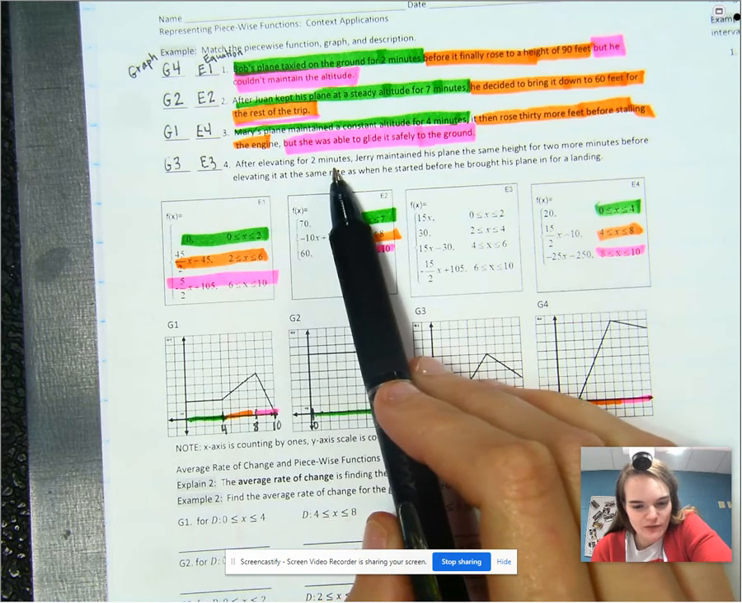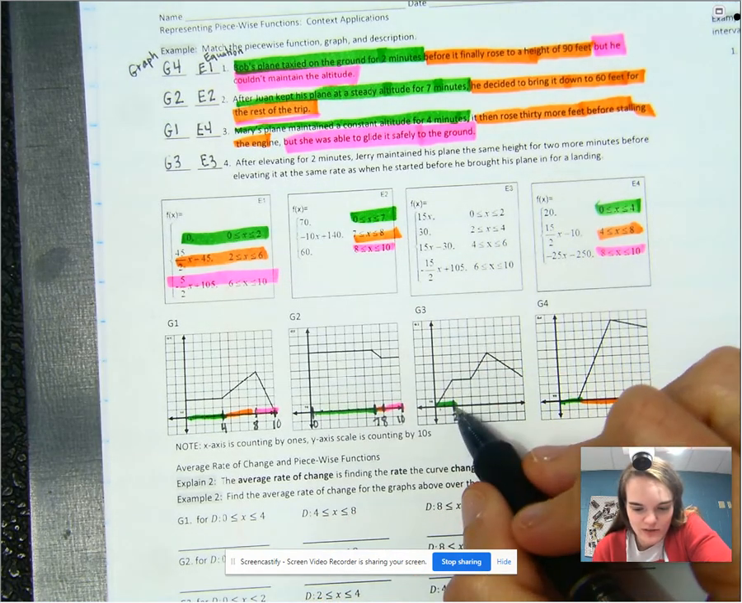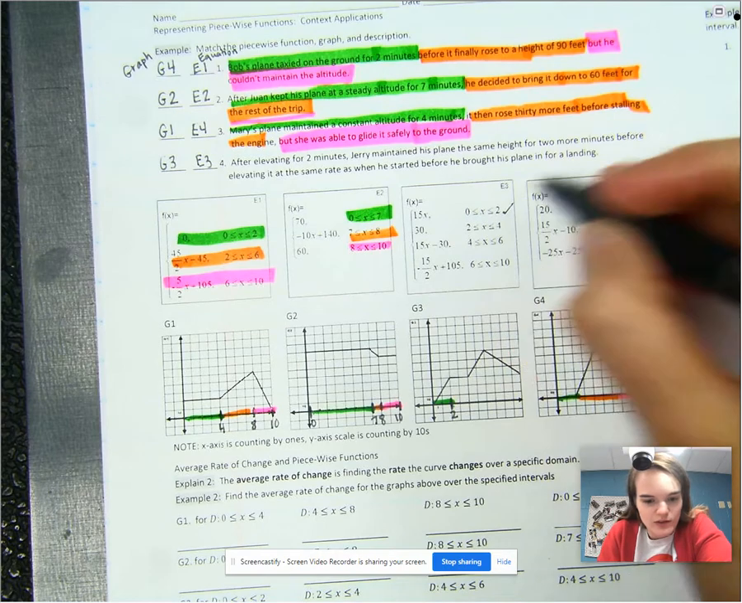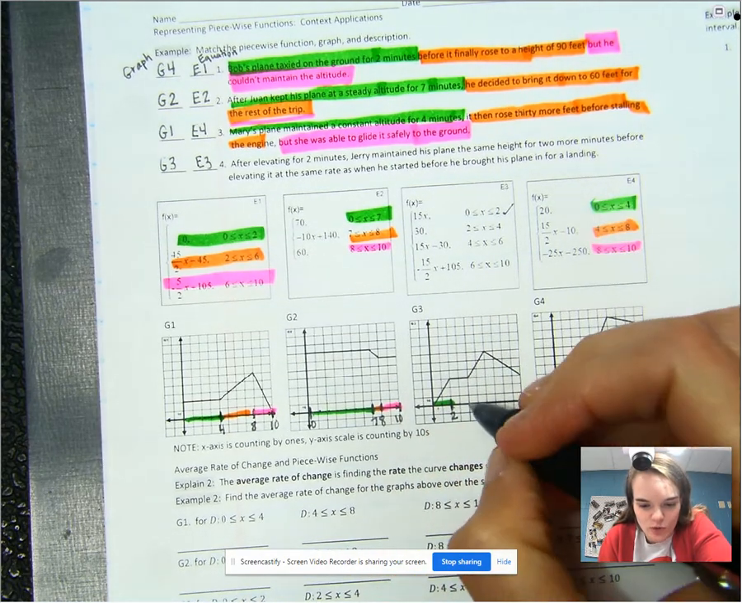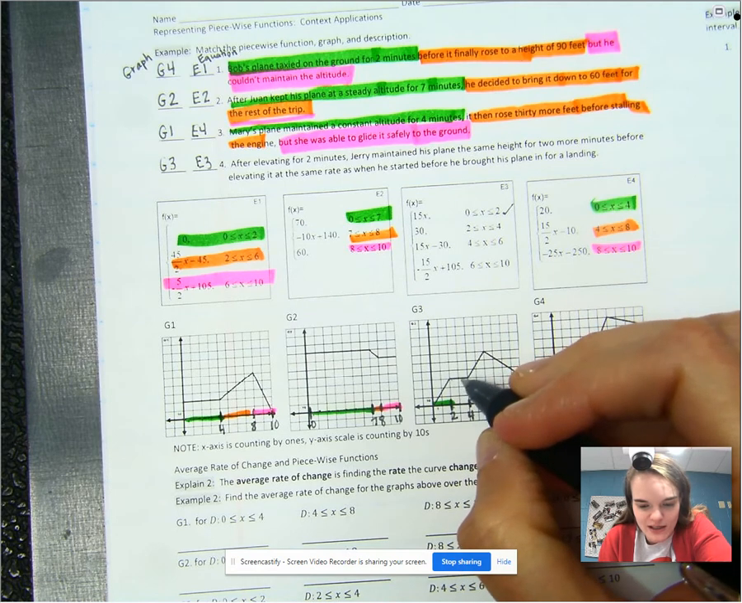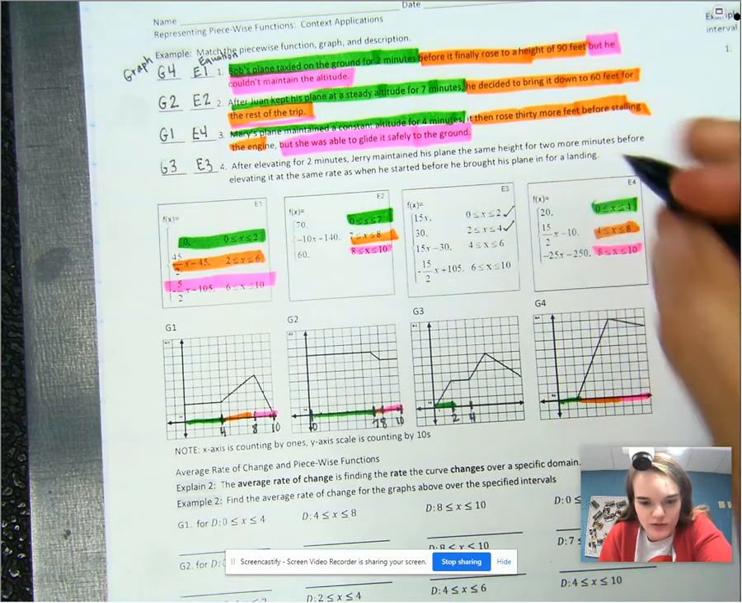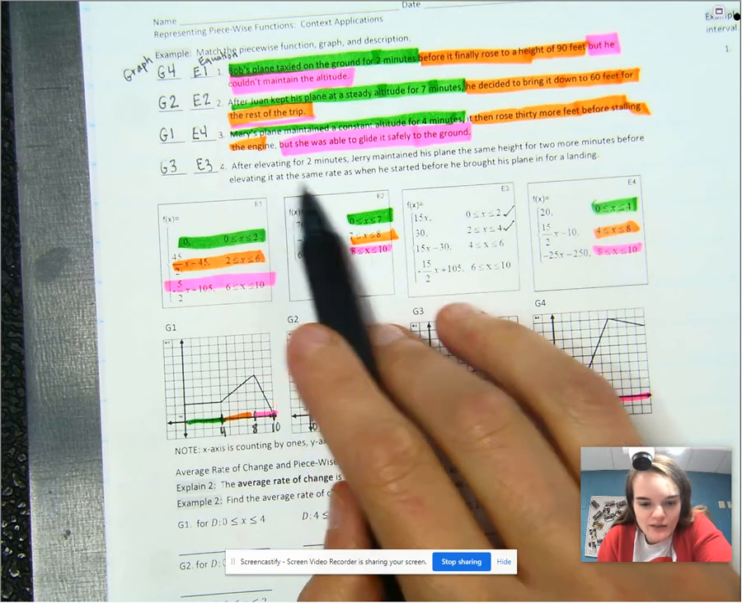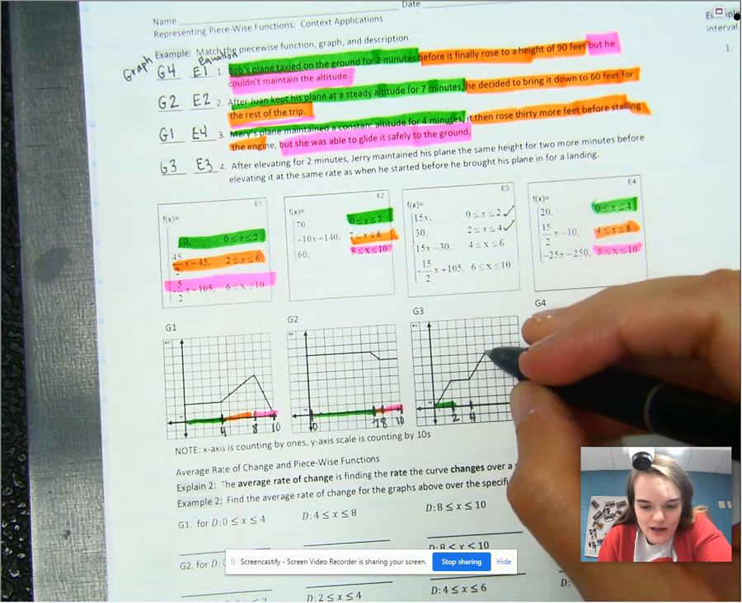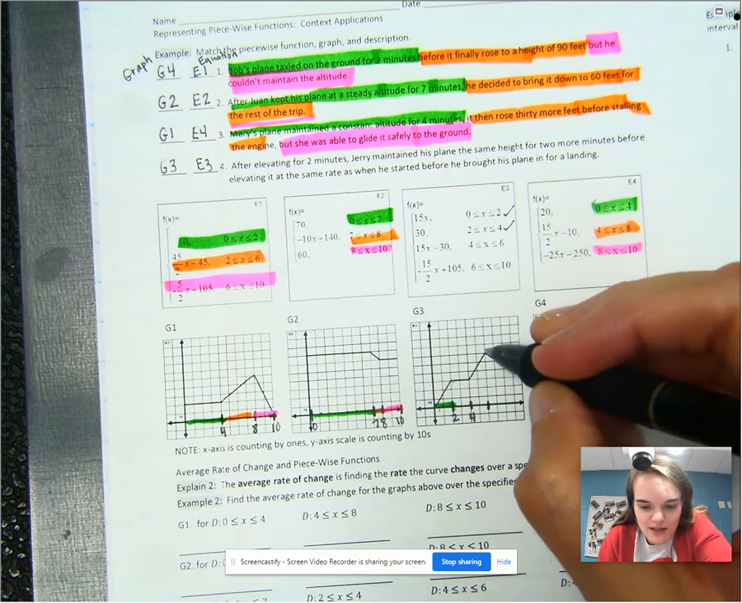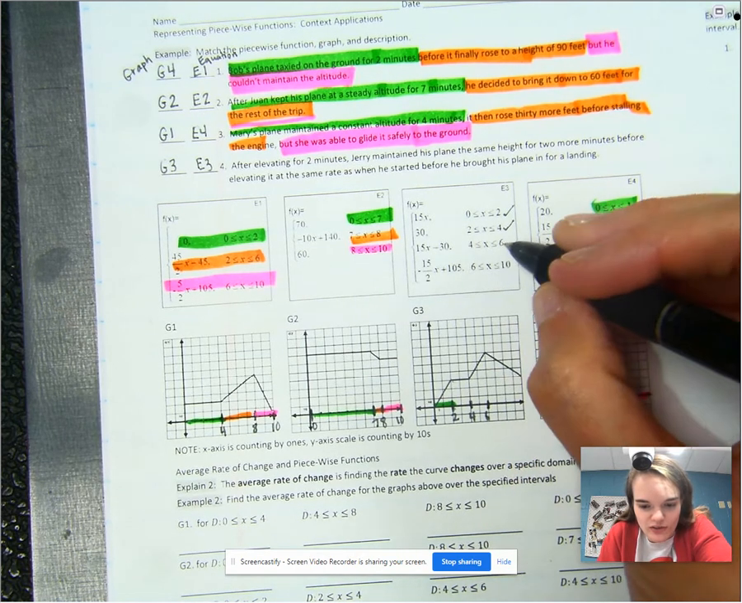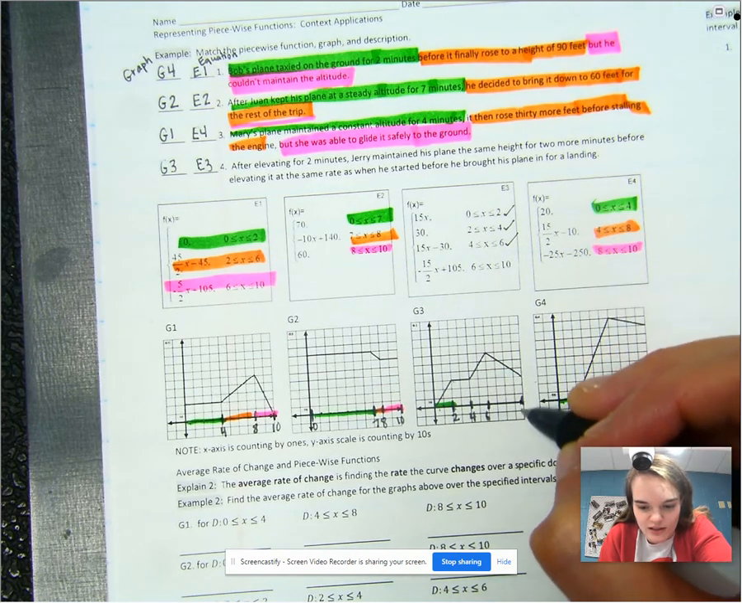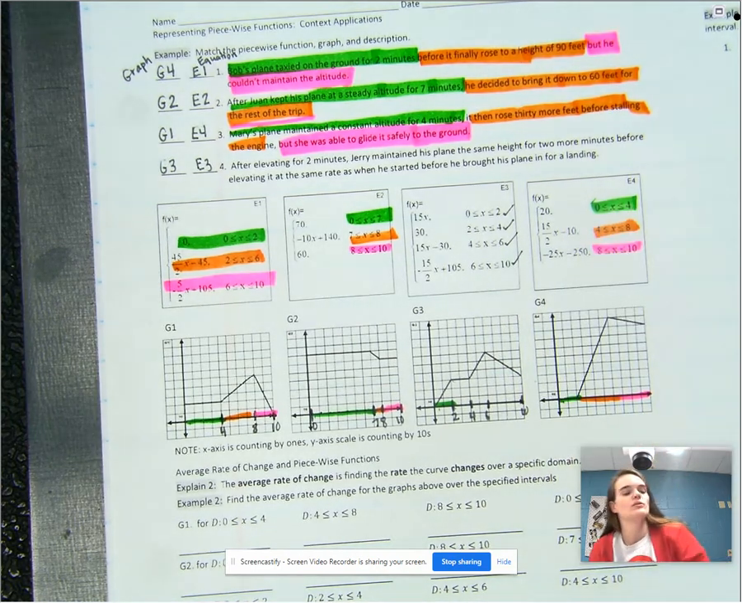So after elevating for 2 minutes, does this elevate for 2 minutes? Yes. Does this go to 2? Yes. Jerry maintained his plane at the same height for 2 more minutes. 2 more minutes? Yes. Maintaining? Yes. All the way to 4? Yes. Before elevating at the same rate, he went back up, and then he brought it down. This changes at 6. Yes. This changes at 10. Yes.